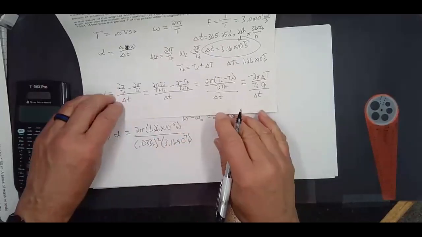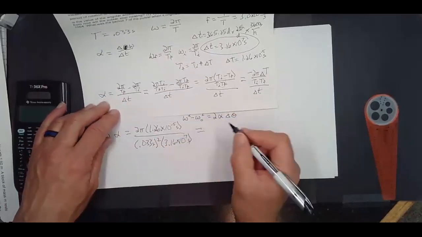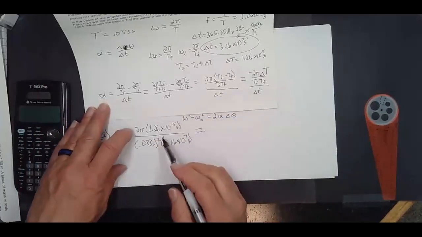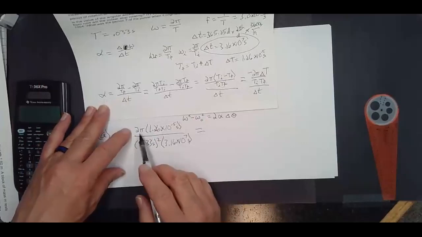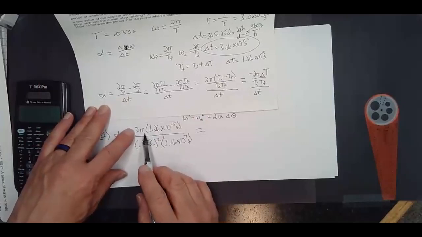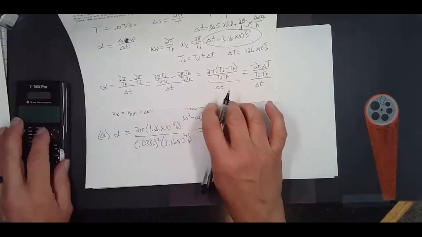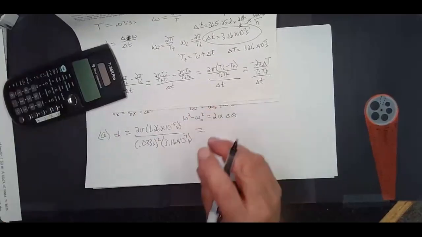So all kinds of weird stuff going on in this problem. Unit-wise, these seconds will divide with those seconds, and I'll end up with per second squared, but I've got 2 pi radians on top. And so that'll be radians per second squared. That'll be good old alpha.